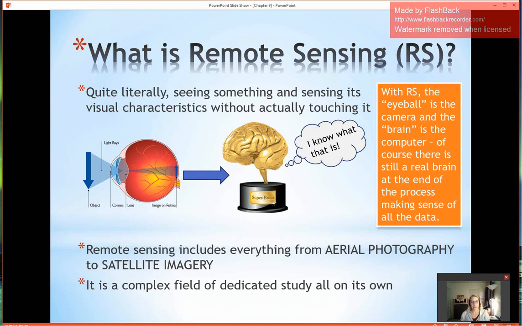Like so many things we study, I always have to add the caveat, this is actually a very complex field of study, dedicated on its own. So if you love it and you like it a lot, there's a lot you can do with it. You can study it way more in depth and become a super spy expert in remote sensing and satellite imagery.